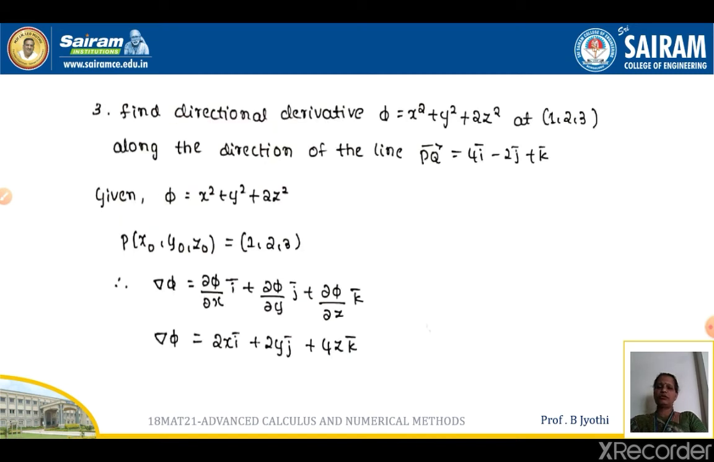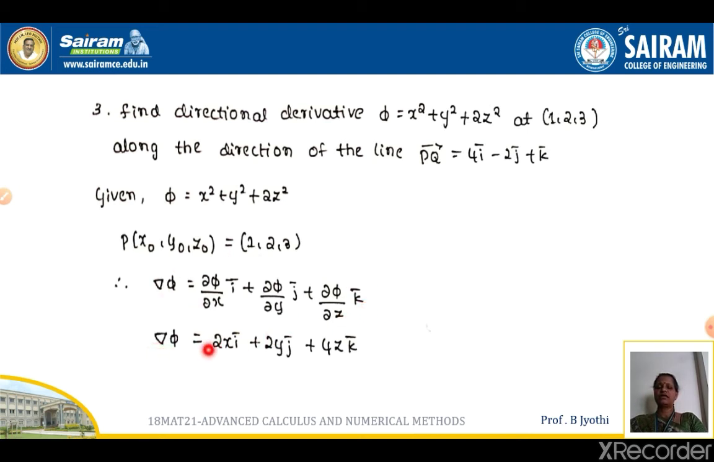Let's see another problem. Find the directional derivative of phi equal to x square plus y square plus 2z square at the point (1, 2, 3) along the direction of the line PQ, which is 4i minus 2j plus k. So it's given phi is equal to x square plus y square plus 2z square and the point is (1, 2, 3). Therefore, del phi is given by ∂phi/∂x i plus ∂phi/∂y j plus ∂phi/∂z k. This is the formula for grad phi.